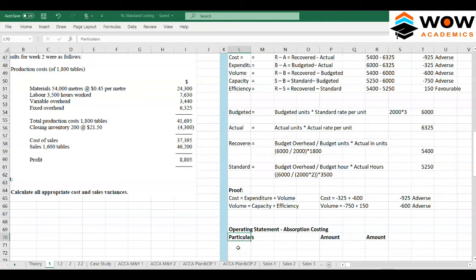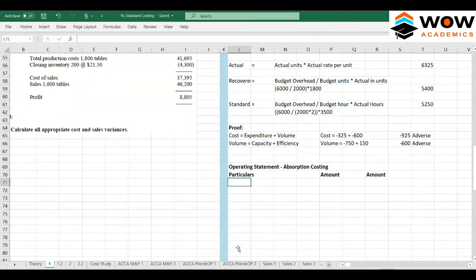First, what we'll do is tell you what an operating statement is. An operating statement is a reconciliation. It tells you the company's budgeted profit, what they expected, and the actual profit. There is a difference between the budgeted profit and the actual profit, and the difference is usually because of the variances. So we list out all the variances and try to find out why that difference has occurred. We'll start from here.